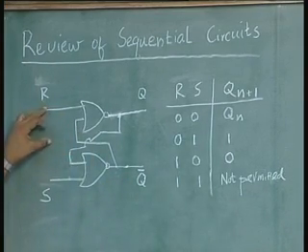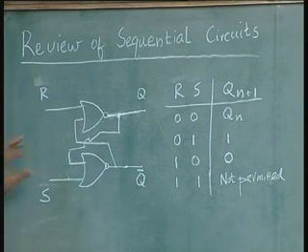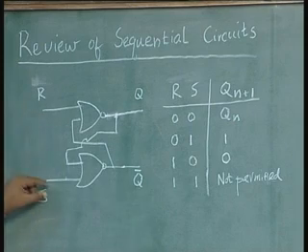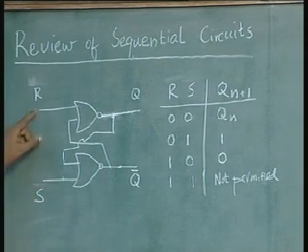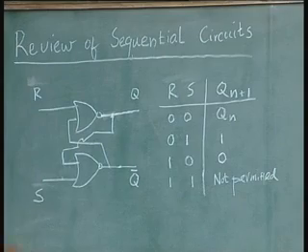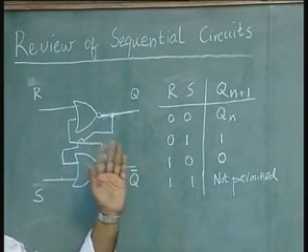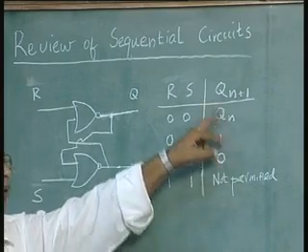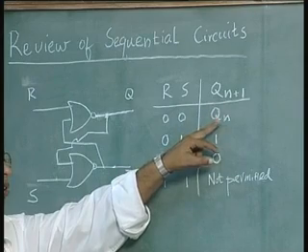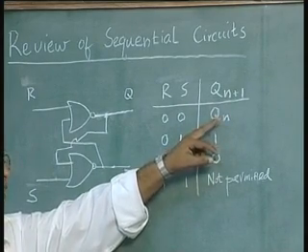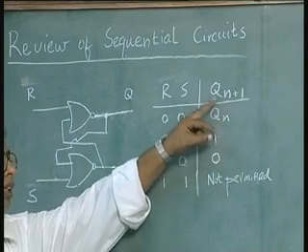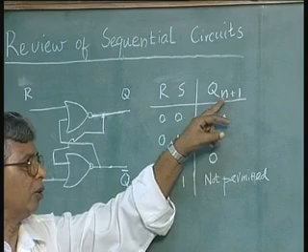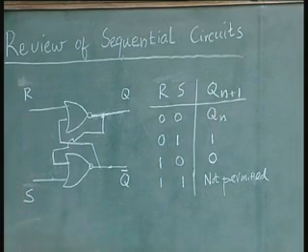And either way, whether it is a 1 0 or a 0 1, when the input is removed, that means when you make the input 0 0, the output remains what it was before removing that input. That state is called memory state, also called Qn. So, before setting and resetting, if the output was Qn, after applying 0 0, this will still remain Qn. That is what it means by Qn plus 1. This state is also called memory state.